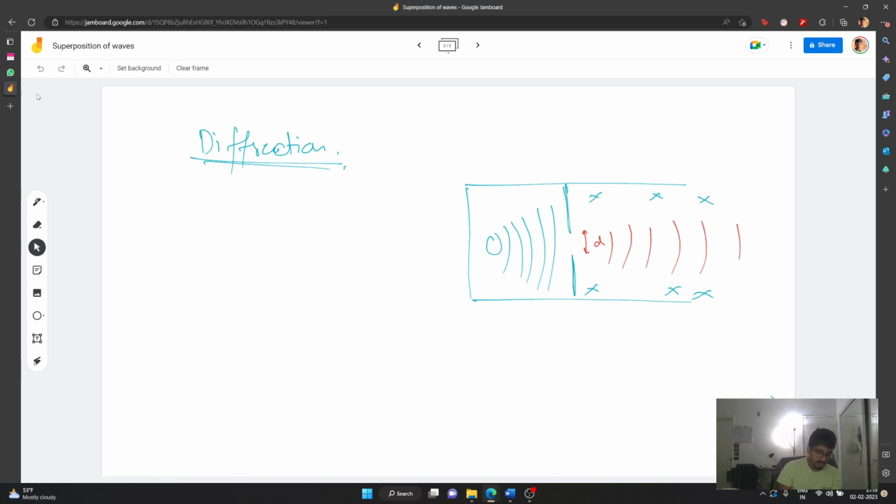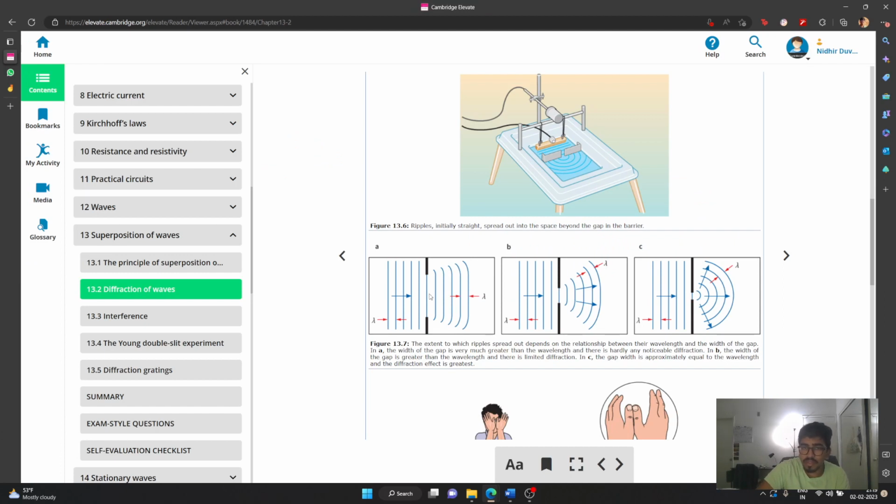But the crazy observation is that when D becomes very small, the waves spread out very quickly instead of going in a straight line. So they look like this. Earlier they were going straight, but when the hole becomes small enough, they become very round circles, and then they start going outwards.